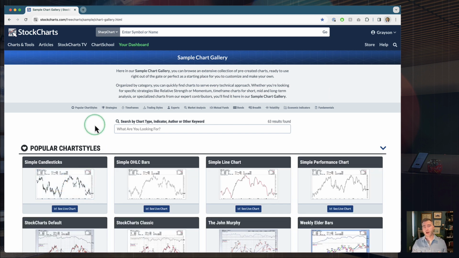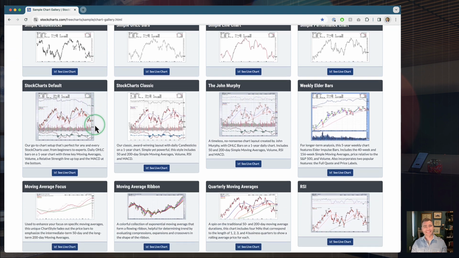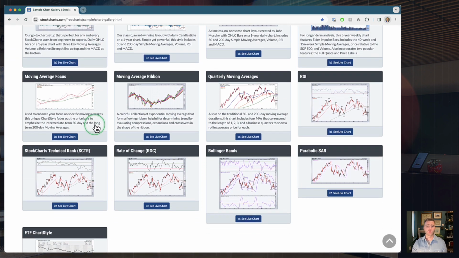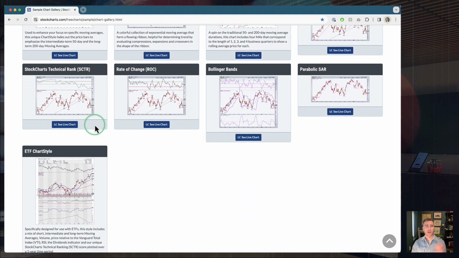So the whole point of this is to get charts into your hands. There's a lot of setup, a lot of learning, a lot of things that go into building great charts on StockCharts. And to make it as easy as possible, we want to give you some great charts that you can start using as is or start to customize and make your own.